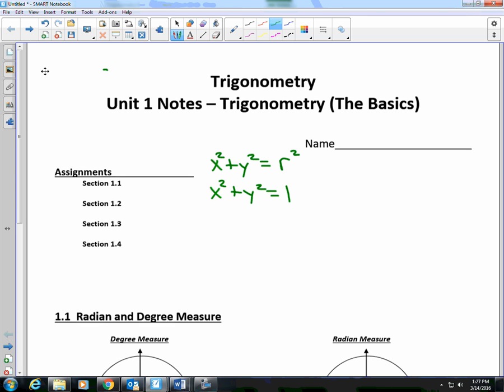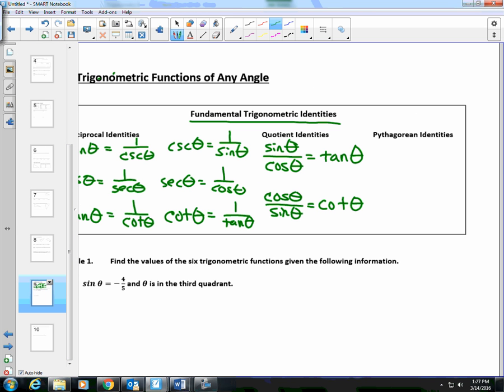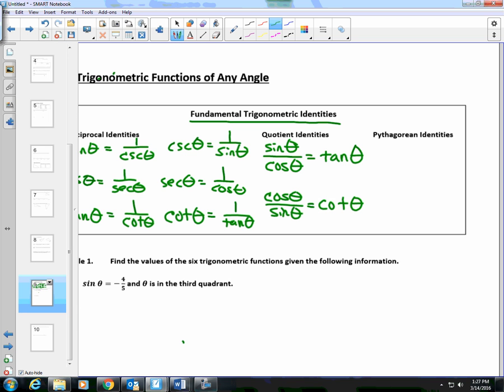Are you with me? In trigonometry, in the unit circle, we say x is the same as what, and y is the same as what? Hint, it's somewhere on this page. X is the same as cosine, and sine is the same as y, right? So sine is y, and cosine is x, and tangent is y over x. Remember that?